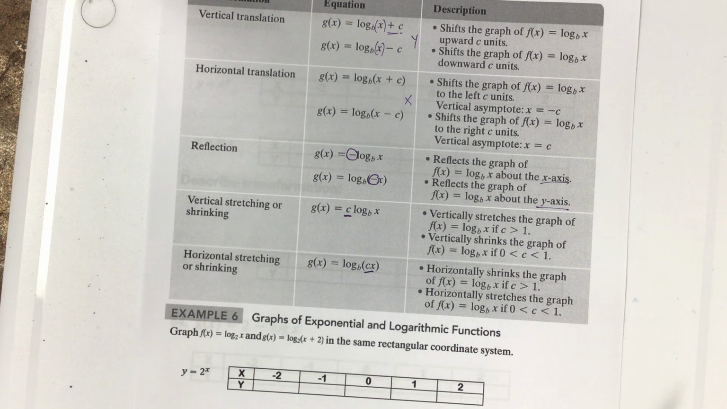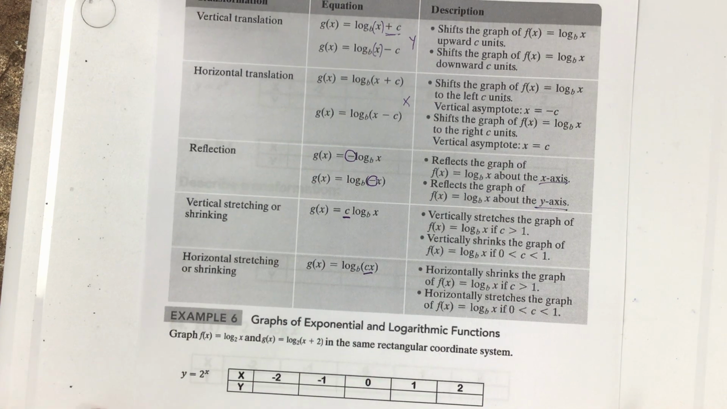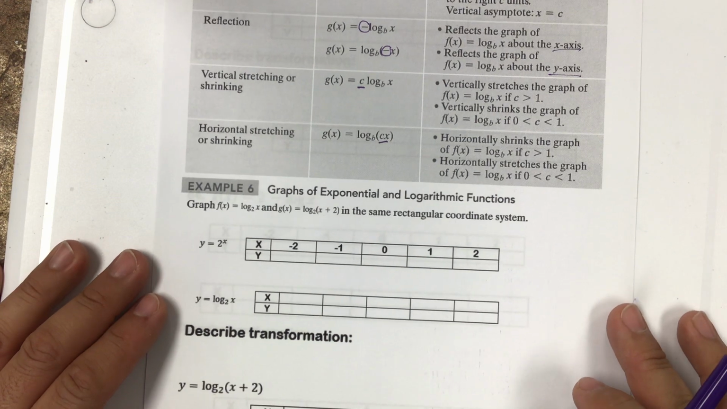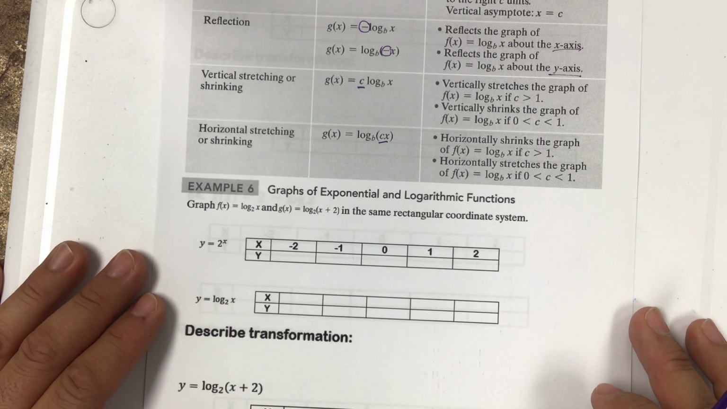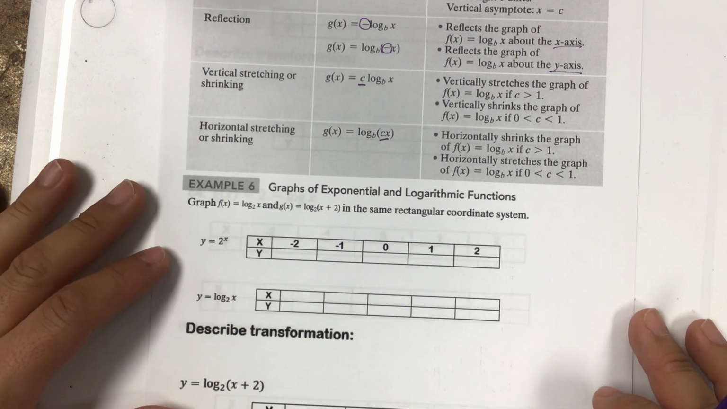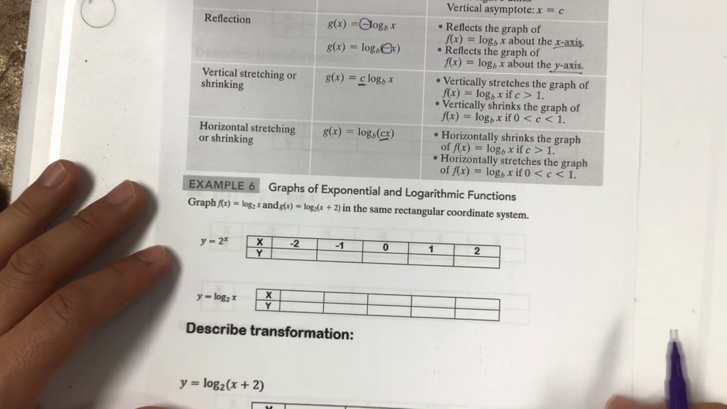Okay. So let's do a couple of examples on this, and then we will keep going. All good here with the transformations? All right. So for example 6, it says log base 2 of x and g of x equals log base 2 of x plus 2 in the same rectangle. So we're going to graph them, but really, if you notice, we're just making the table. That's it, nothing else. All right, so we're going to start with this 2 to the x power.